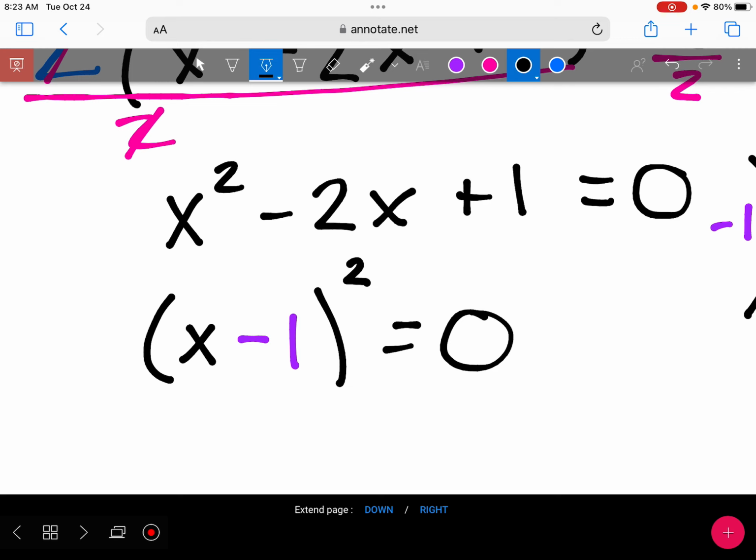So what's my solution? What is my x? Positive 1. We don't even have to square root both sides and then set each term equal to 0. You can. You could also write this out in that factored form, where it's x minus 1 times x minus 1, and do it that way. However your brain likes to do it, that's totally fine. No matter what, we're going to wind up with x equals 1 as our single solitary answer.